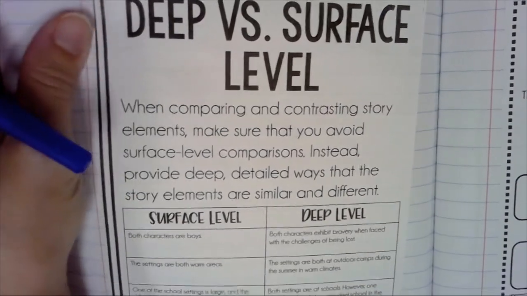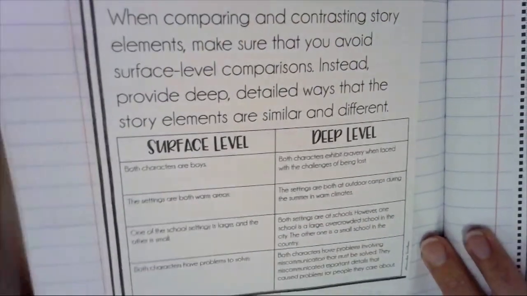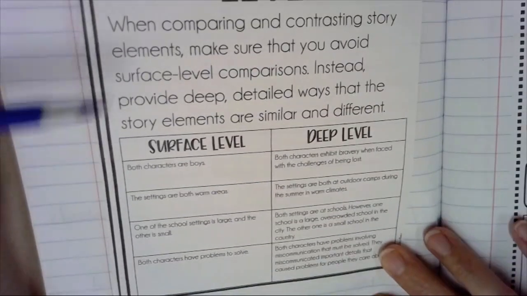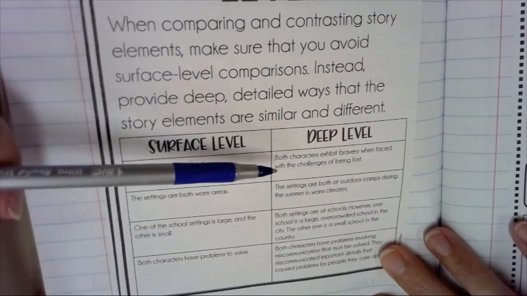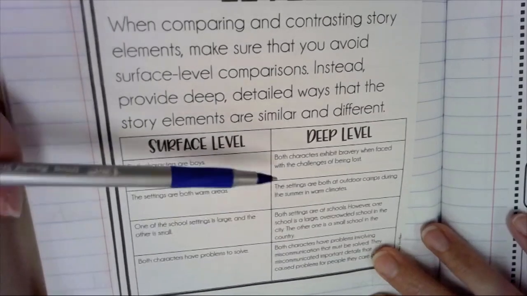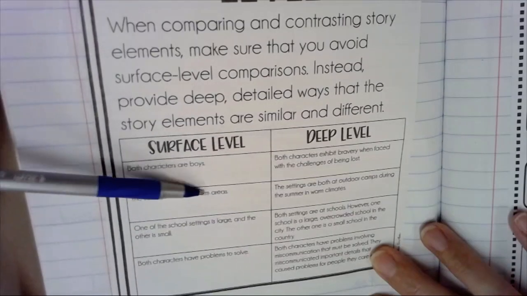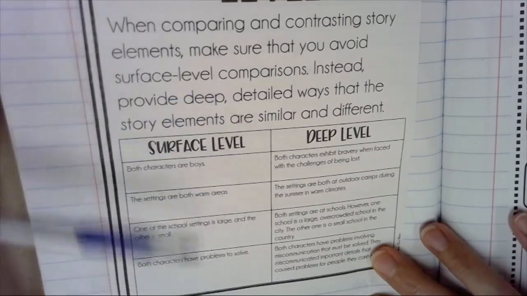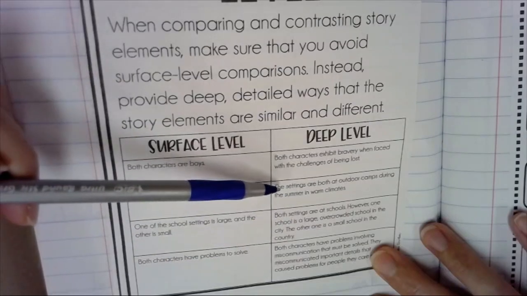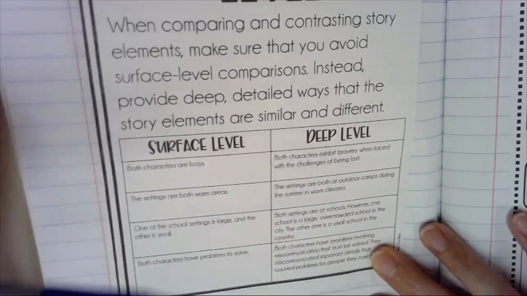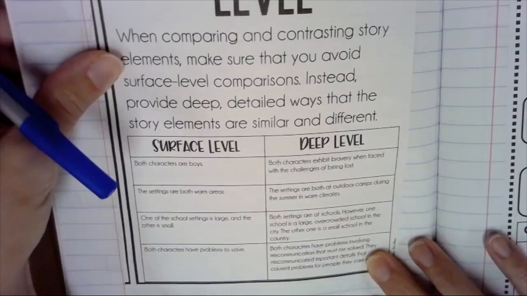For example, surface, both characters are boys. No, you need to look deeper than that. Both characters exhibit bravery when faced with the challenges of being lost. That's a deeper comparison than just they're boys. The settings are both warm areas. That's surface area. The settings are both outdoor camp during the summer in warm climates. That's a much deeper, in-depth comparison.